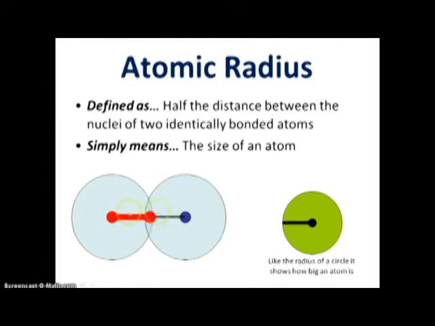So they look at two identical atoms. So let's say these are two oxygen atoms bonded together, and you measure the entire bond length. If you cut that in half, it's essentially like cutting the diameter in half and getting one radius of one of those circles, of one of these atoms. So that's how it's measured, and that's how it's established to simply mean how big that atom is.